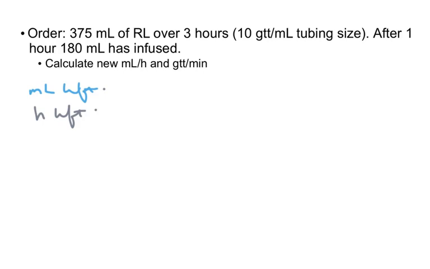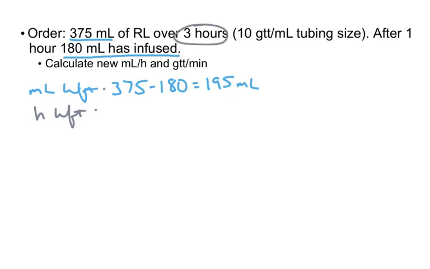Milliliters left. It said he was getting 375 and 180 has infused. Since 180 has infused into the patient, you'll have to subtract the two to find out how many milliliters are left in the bag. So 375 minus 180, and I got 195 milliliters. Now I need the time. It was going for 3 hours, and it's 1 hour later. So that, of course, is 2 hours. It wants both milliliters an hour and GTT a minute.